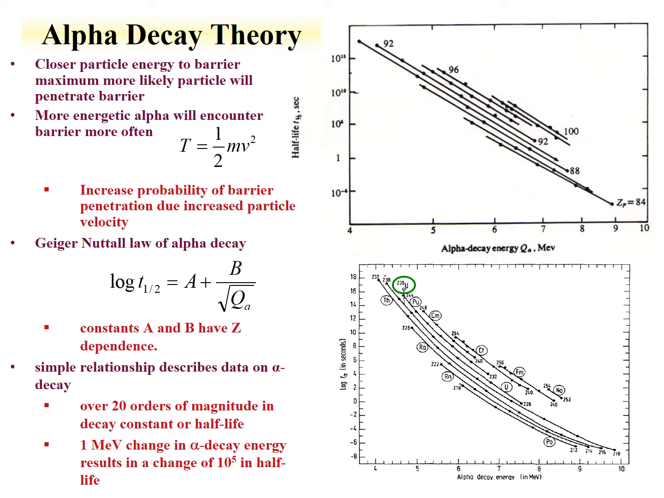Now, the simple relationship can describe data for alpha decay over 20 orders of magnitude in decay constants or half-life. And what's observed is that a 1 MeV change in alpha decay energy can result in a change of about 10 to the 5th in the half-life. So we have this dependence of half-life and decay on Q value that we've discussed earlier.